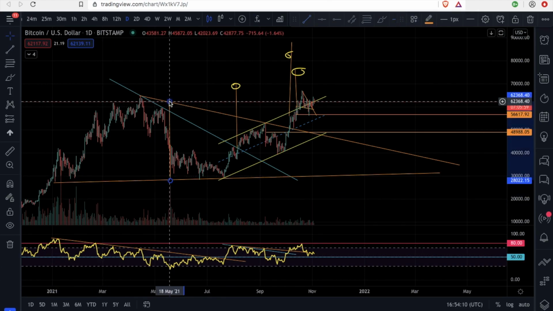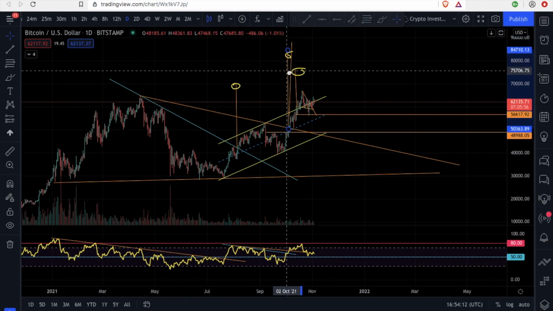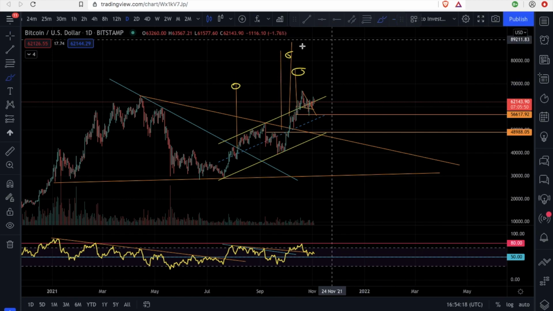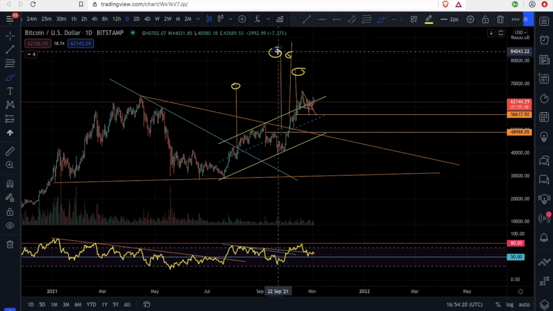I'll show you there. This will be the price target, around the $84,000 level for the Bitcoin price.